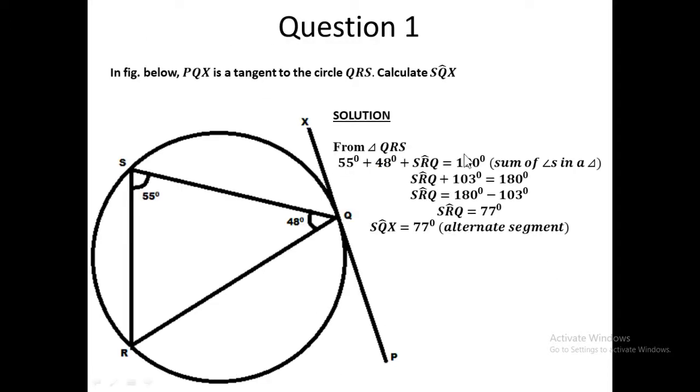Now, the first one we are solving is the one you are seeing on the board now. In the figure below, PQS is tangent to circle QRS. PQS, this line here, is a tangent to this circle. Now, calculate SQX. That means this angle that is here. You have to calculate this angle that is here.